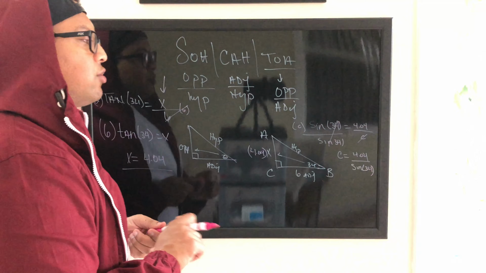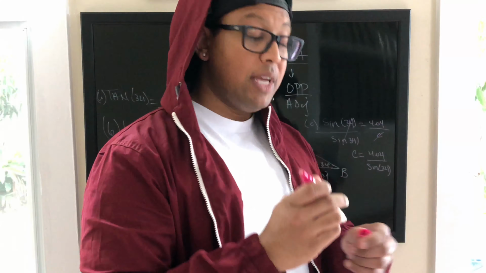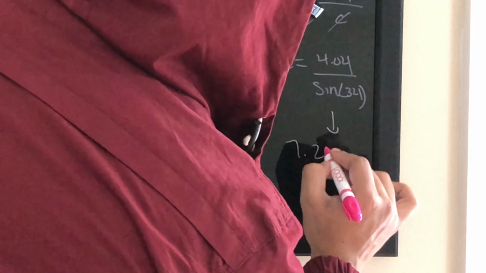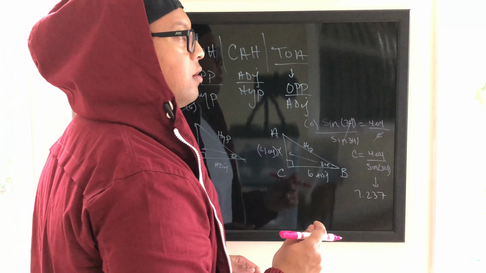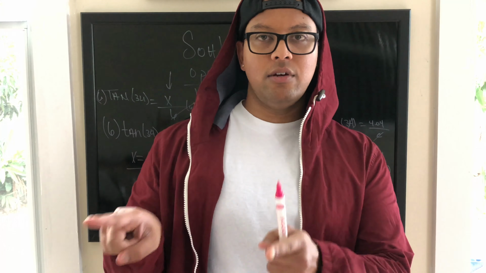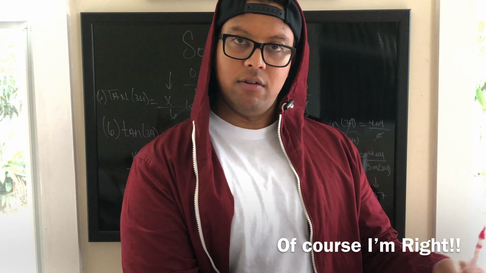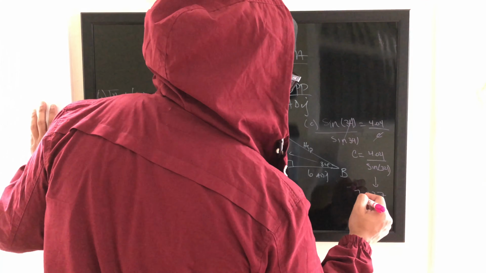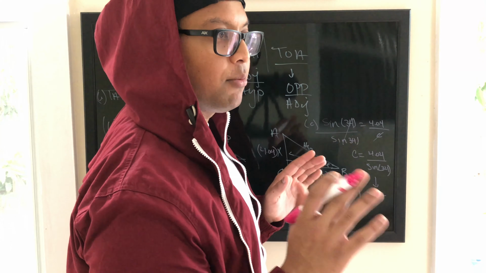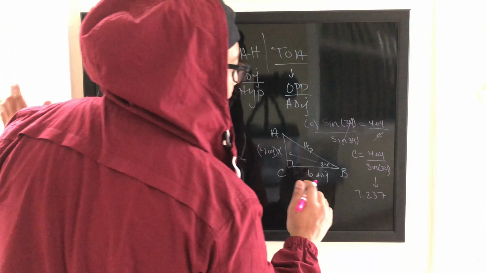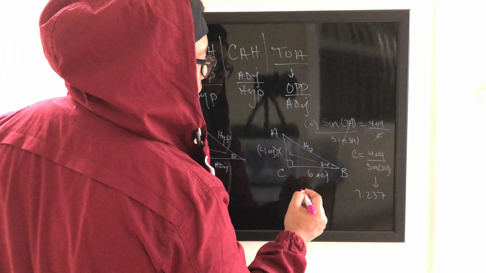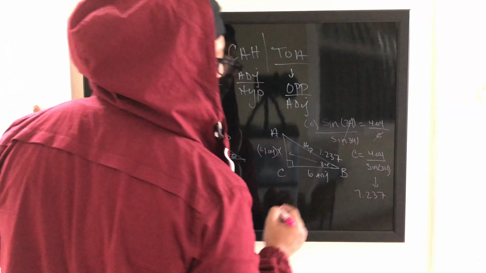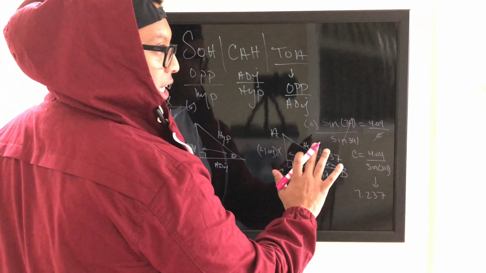Once you get here, your answer should be 7.237, something like that. If I'm wrong, I'll put it right here in the video. If I'm right, I'm going to put it right here in the video. This is what you should get from my calculations, only because I probably did it too fast. So now we know that the entire triangle has sides 4.04, and this would be 7.237 here. That's basically it.